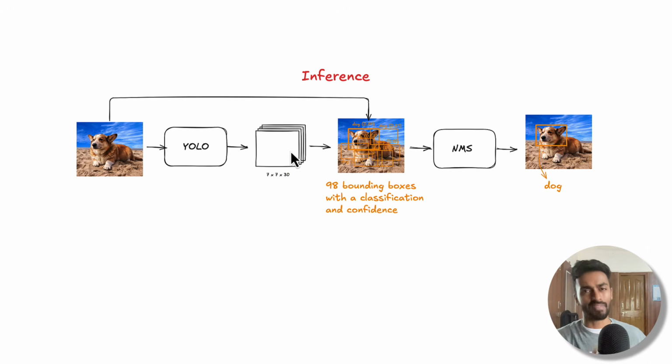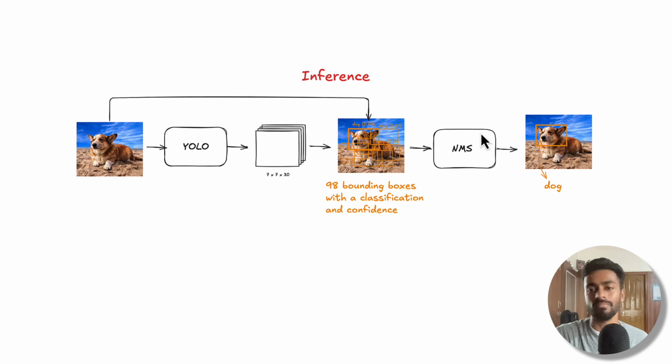So I hope that all of that made sense. And now inference is actually quite simple and straightforward. Let's say that you take this image of a cute little corgi over here and run it through YOLO. Then you're going to get a tensor of 7 cross 7 cross 30. This represents essentially 98 bounding boxes with classifications and confidence that you see over here. So each bounding box is associated with a classification and a confidence.